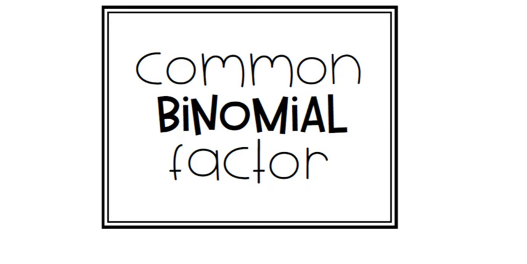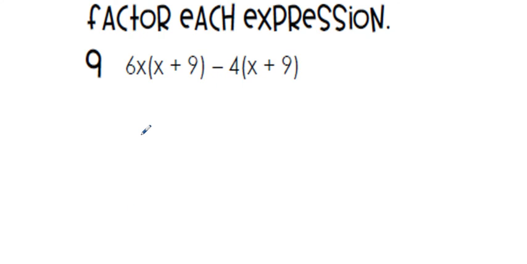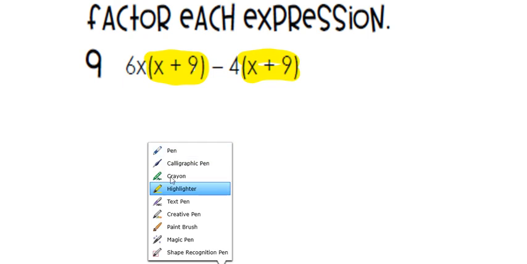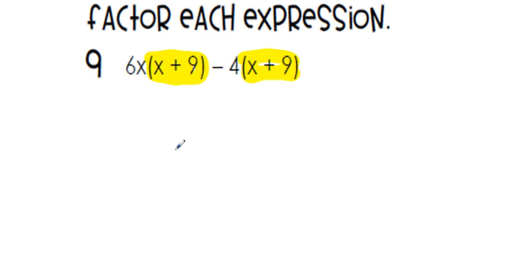Now we're going to do a common binomial factor. So here we have a polynomial. This is one term and this is another term. What's the greatest common factor? What can I divide each term by evenly? Well, the 2 could come out, but we're not going to do that. We're just going to look here at the binomial. And what is that going to leave us? What's my greatest common factor? x plus 9. And then that leaves me 6x minus 4.